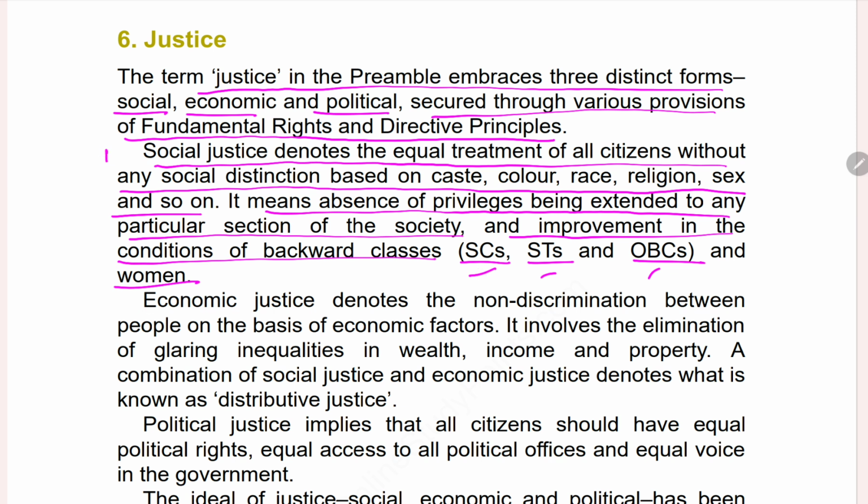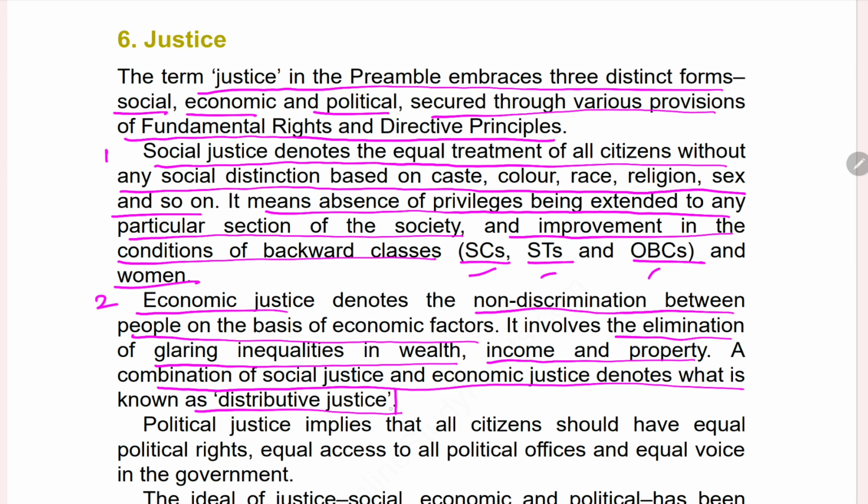Now, the second concept of justice is economic justice. It denotes the non-discrimination between people on the basis of economic factors, and elimination of inequalities in wealth, income, and property. The combination of social justice and economic justice denotes what is known as distributive justice. Distributive justice is the base in John Rawls' theory of justice. However, we will not see justice in detail. We will just see justice in the preamble of the Indian Constitution. So whenever social justice combines with economic justice, it is called distributive justice.